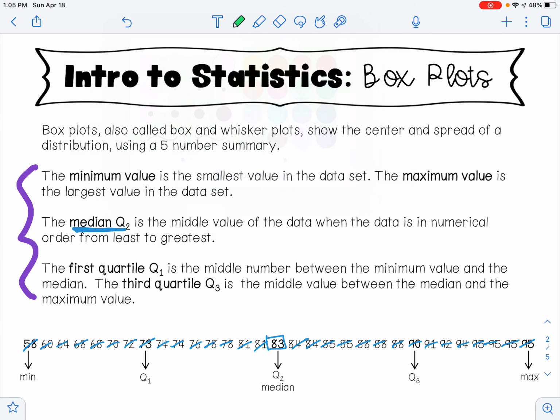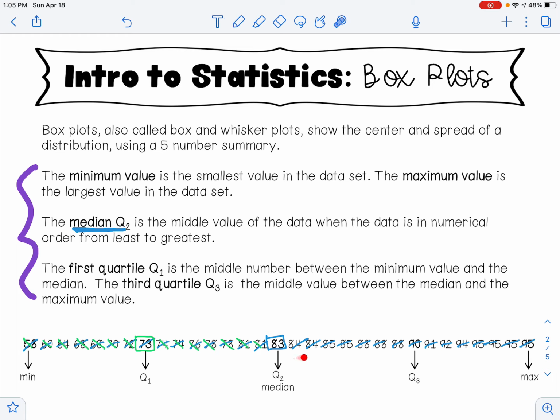Q1, also known as the first quartile, is the middle of the first half of data. So from the minimum to the median. So it's the middle of the first half. To find that, I also cross off till I get to the middle. So 1, 2, 3, 4, 5, 6, 7. Q1 is our middle number, which is 73.